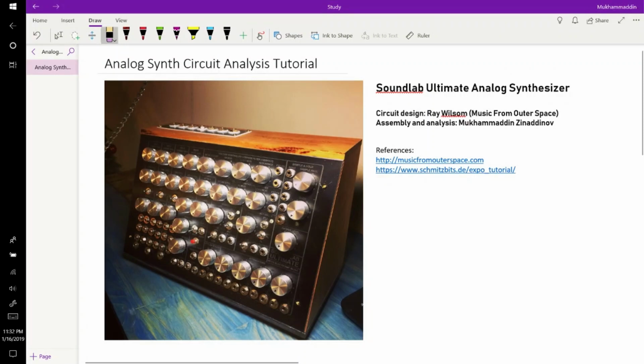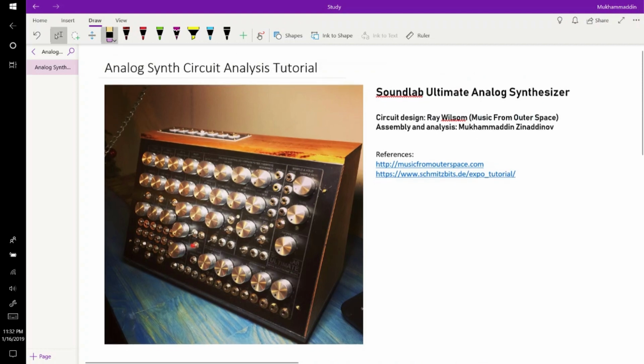Hello and welcome to this analog synthesizer circuit analysis tutorial. As a study case, we'll be taking the Soundlab Ultimate Analog Synthesizer designed by Ray Wilson, I think almost exactly 10 years ago. So this is a tribute to Ray Wilson.